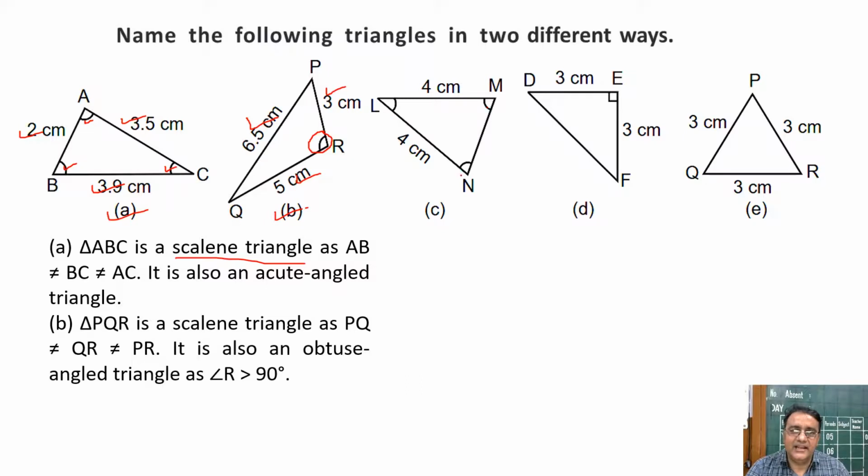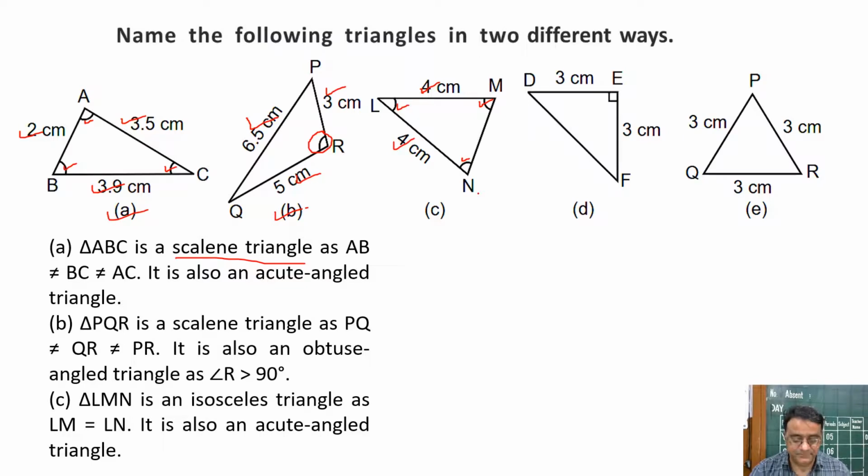In triangle LMN, see these two sides are equal. So two sides are equal means this is an isosceles triangle. Now all angles are acute angle. See 90 degree से कम है सभी angles. So it is an acute angle triangle also. Acute angle triangle. Right. Now let us move towards the fourth one, D. C हो गया, अभी D पे आ गए. See, two sides are equal. So isosceles triangle. And one angle is 90 degree. So right angled triangle. Right.